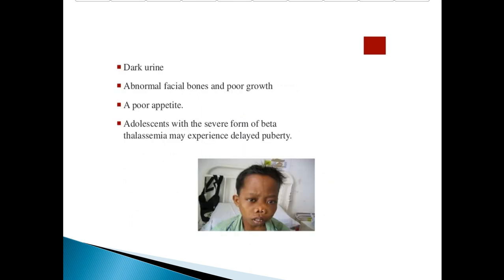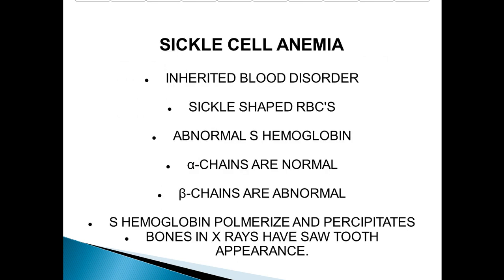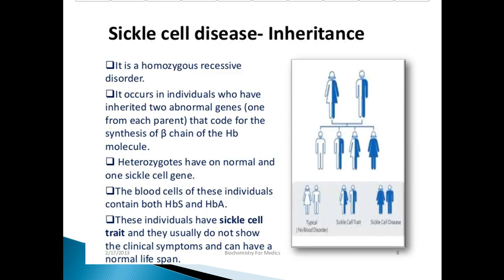Dark urine, abnormal facial bones and poor growth, poor appetite. Adolescents with severe form of beta thalassemia may experience delayed puberty; these are also the clinical presentations. So regarding sickle cell anemia: an inherited blood disorder, sickle shaped RBCs, abnormal S hemoglobin, alpha chains are normal, beta chains are abnormal, S hemoglobin polymerizes and precipitates, bones in X-rays have sawtooth appearance.